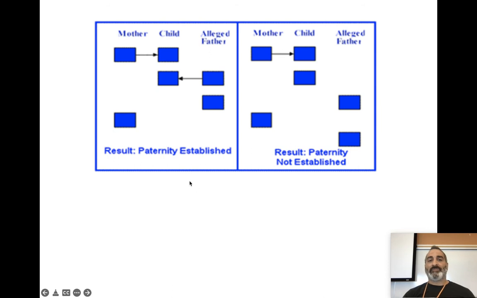Here's a paternity case. Here's another one. Here's child's DNA. This one's real simple. Two pieces. This piece came from mom. This piece came from dad. Paternity is established. In this case, this piece came from mom. This piece doesn't match mom, doesn't match dad. Paternity is not established.